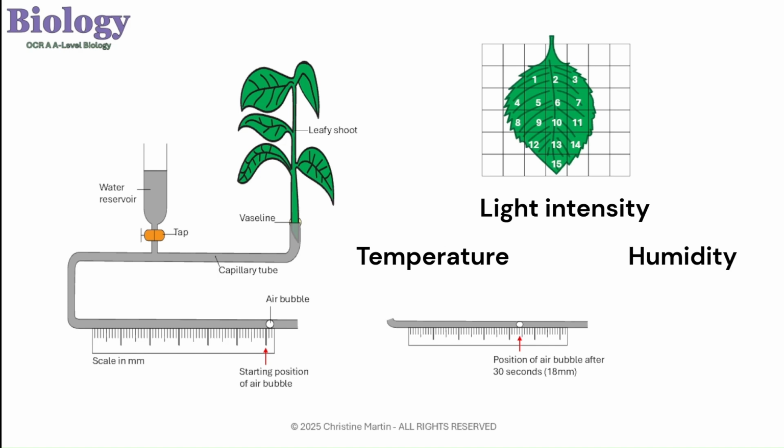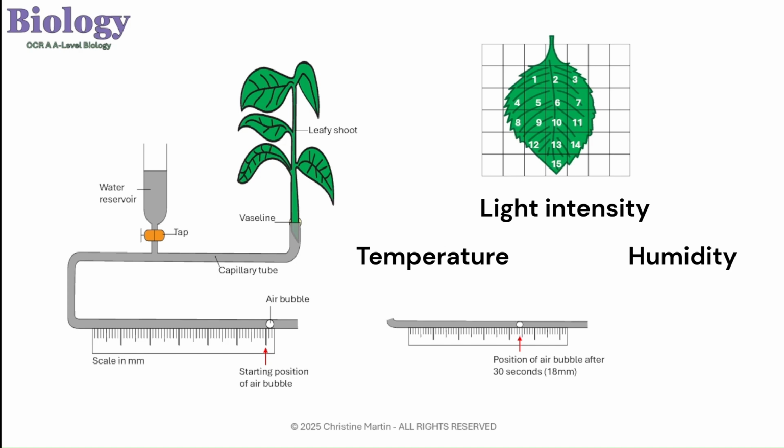Humidity. Now, humidity is the concentration of water vapor in the air. So if we have low humidity, it will mean we've got a steeper gradient and therefore faster transpiration. If we have high humidity, we would reduce our concentration gradient, therefore slower diffusion, less transpiration. So if we were to place a bag over our leafy shoot, we would create a humid environment, and that would therefore be a way in which we could see how humidity has an effect on the rate of transpiration.